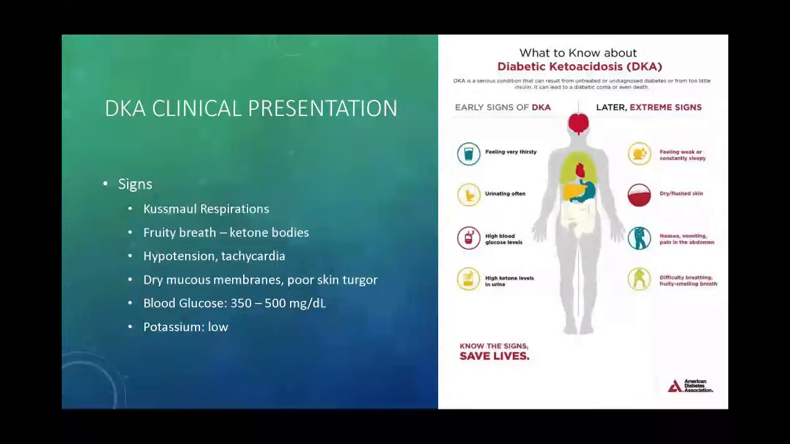The idea here is that DKA occurs over a couple hours, even days, and it's not prolonged, so there's not enough time for blood glucose levels to be dramatically elevated. And then overall potassium can be low as well, just due to the diuresis effect. And then if it's super severe, you can also present with seizures or coma.